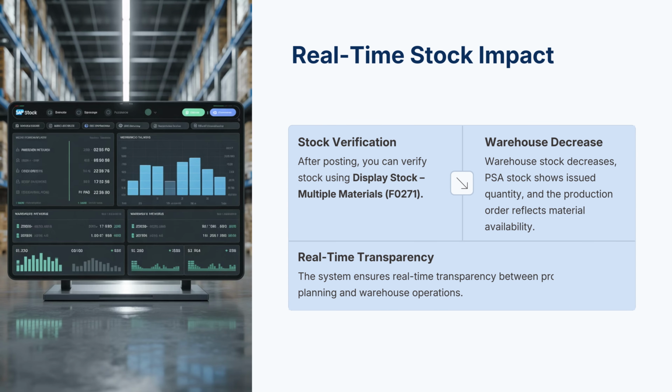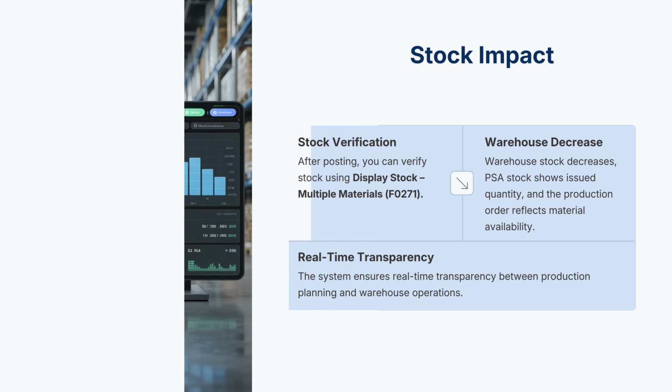Real-time stock impact. When staging is posted, the system updates stock in real time. You can view this in Display Stock, Multiple Materials F0271. Warehouse stock decreases, PSA stock increases, and the production order shows material availability as fulfilled. This transparency ensures that planners, warehouse staff, and production teams all work with synchronized data.